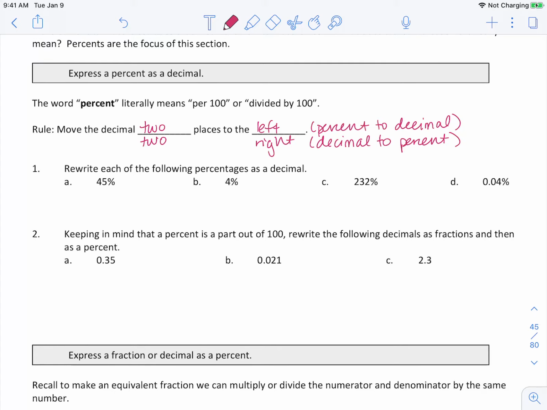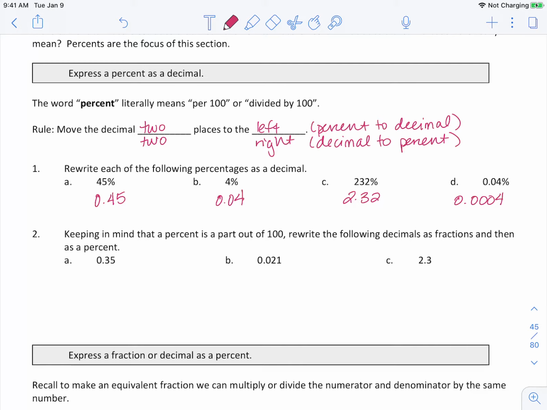So we need to rewrite each of these following percentages as decimals. So 45% is going to be 0.45. 4% is 0.04. 232% is 2.32. And 0.04% is going to be 0.0004.